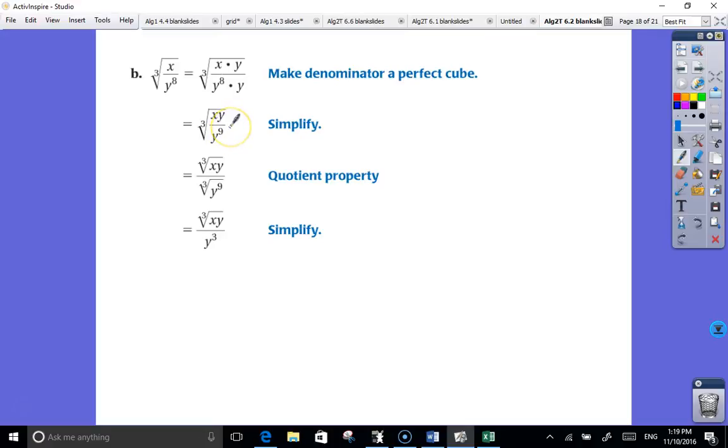Okay, so after multiplying by y over y and simplifying, they break it into two radicals. The cubed root of xy, we can't do anything with that. The cubed root of y to the 9th is y to the 3rd. Done.